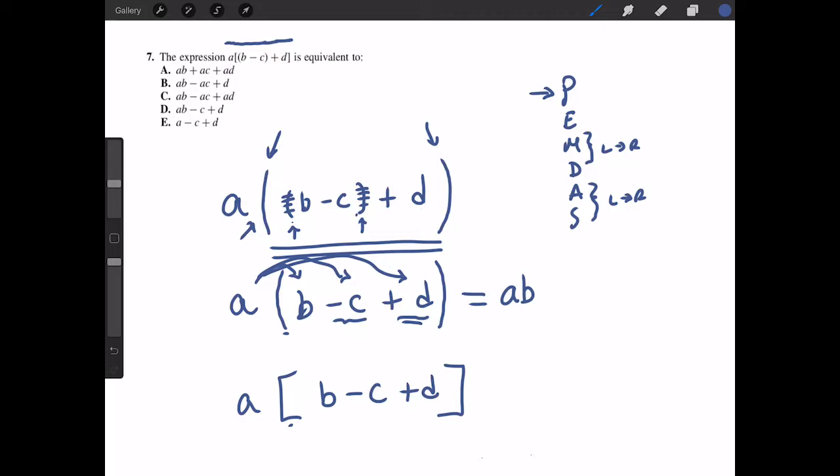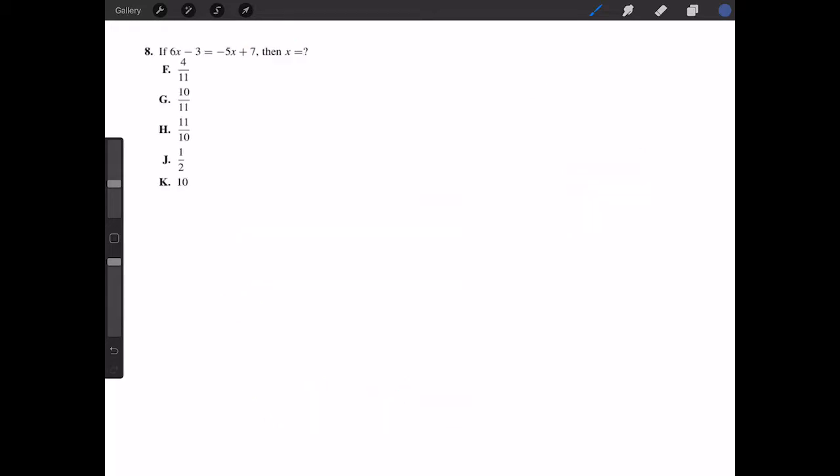And what happens then is that A times B is simply AB. Then the A here is positive, and when you multiply a positive A times a subtracting C, you get a subtracting AC. And then the positive A times an adding D is equal to a plus AD. And scanning the choices here, you realize that the correct choice is, of course, C.